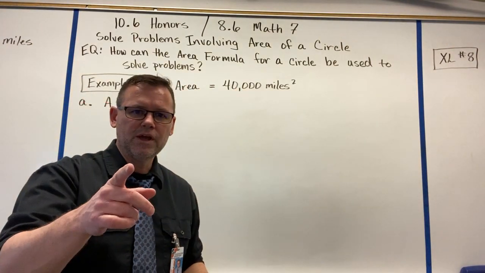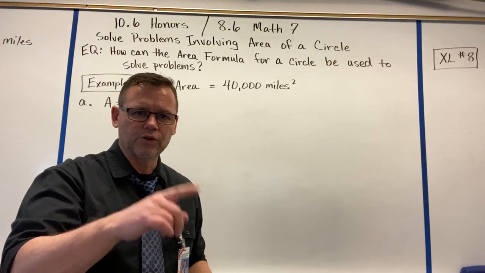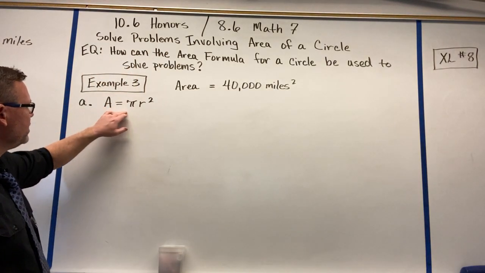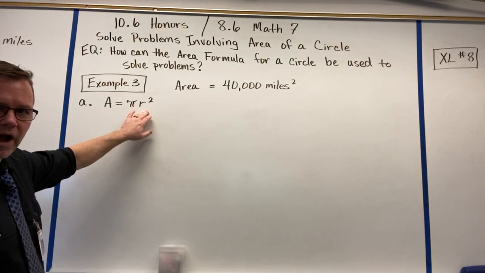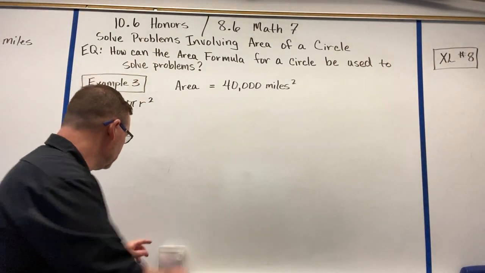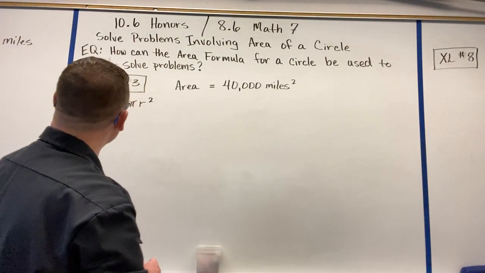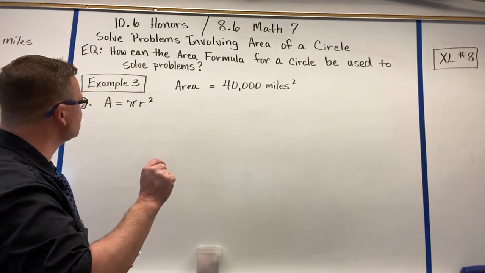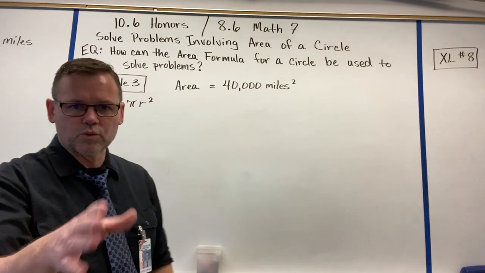We covered the formula for area of a circle in the last lesson, but I want to go over it again. Area equals pi multiplied by radius squared. Okay, our essential question: how can the area formula for a circle be used to solve problems? And that's what we're going to do right now.